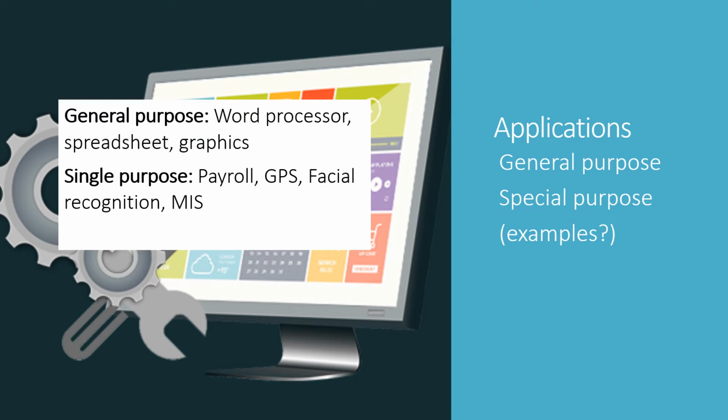General purpose software includes things like word processors and spreadsheets, which are basically empty and that you can use with any kinds of data or purposes in mind. Whereas single purpose software would be things like a payroll package or a facial recognition package or GPS, which we only use to do one thing and is a specialist in that one thing.